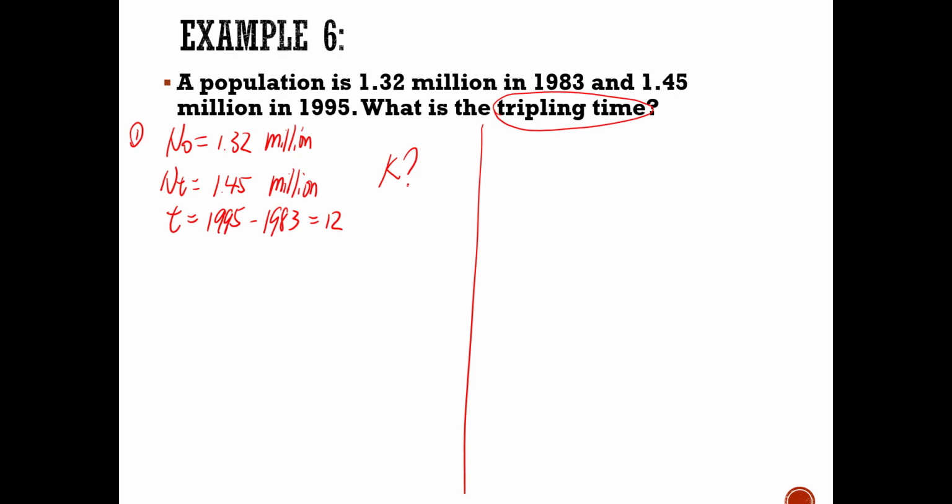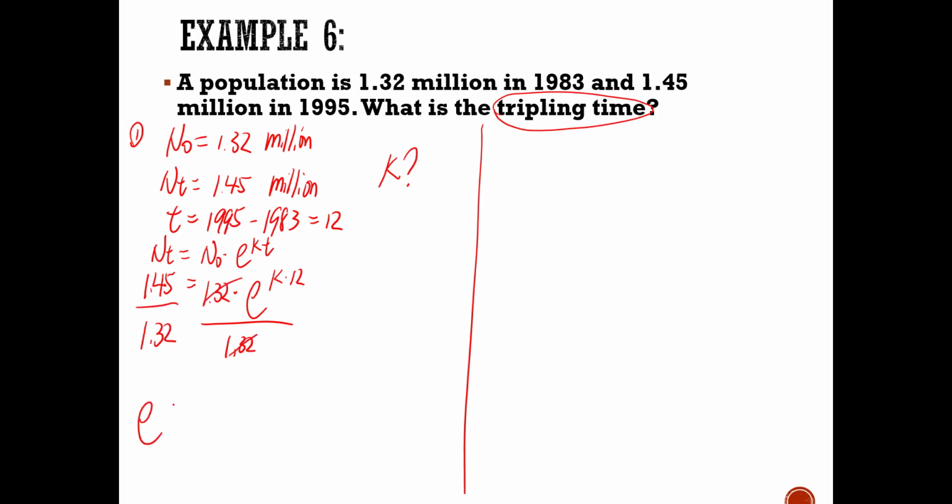Now, first step is let's solve for k. So Nt, that's 1.45 million. I will skip the unit, and Nt equals N0 times e to the kt. N0, that's 1.32 million. Skip the million because we're going to cancel that in a second. e to the k times 12. All right, then we first of all divide by 1.32 on both sides of the equation. So e to the 12k equals 1.45 over 1.32.